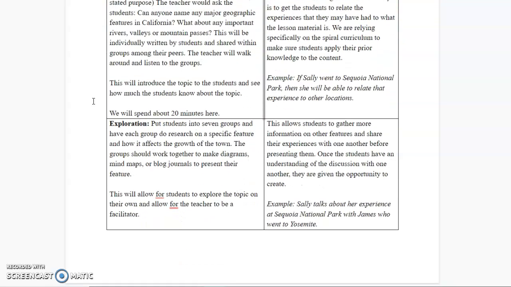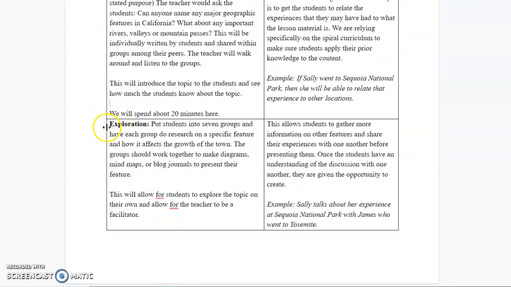And then our next thing is we're going to go on to exploration. So we're going to split the students up into 7 groups, and each group has one specific geographic feature that they have to research and how it affects the growth of a town. So the group is going to work together and make diagrams, mind maps, or blog journals. They get to choose which one, and then they have to present to the class.